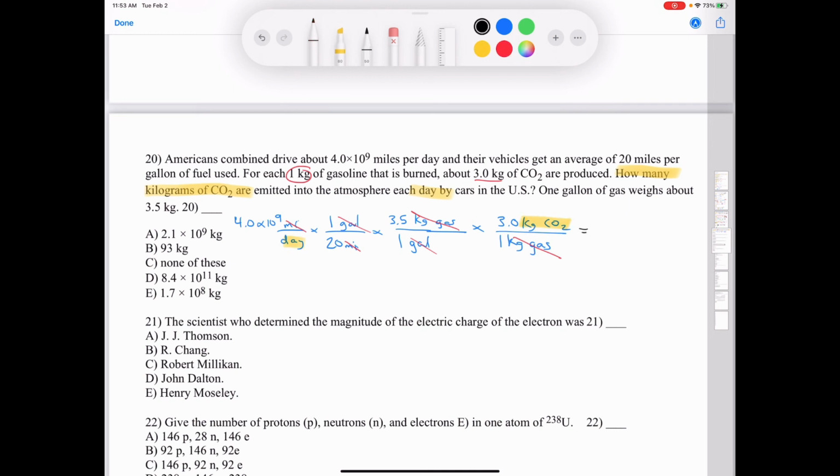And so I punch all that into my calculator. My final answer will only have 2 sig figs, and it's going to give you 2.1 times 10 to the 9 kilograms of CO2.